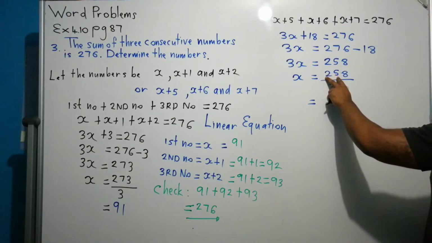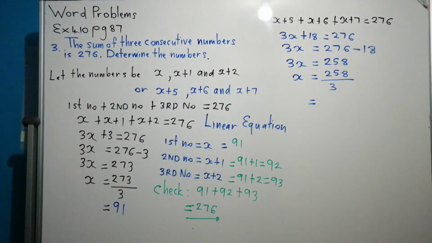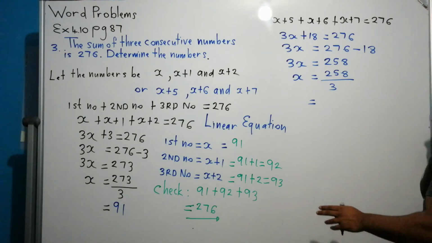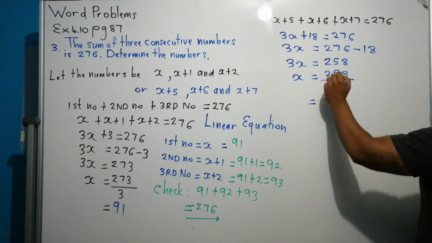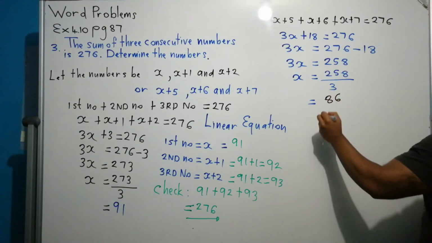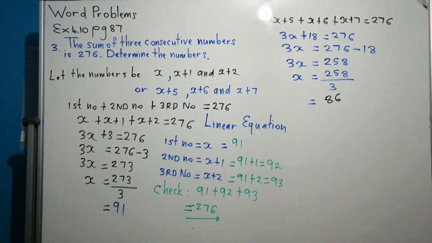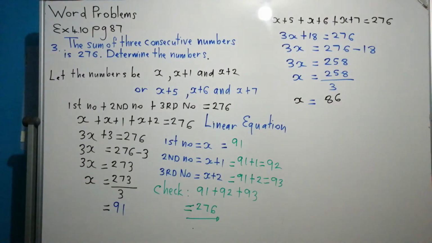So 3 can go into 25 how many times? This is a division problem. Without a calculator you can just use short division here, but in the exam obviously you're just doing it in one step. So 3 can go into 25 that will be 8 times, remainder 1, so that's 18. So 3 can go into 18 6 times. So now x is equal to 86.